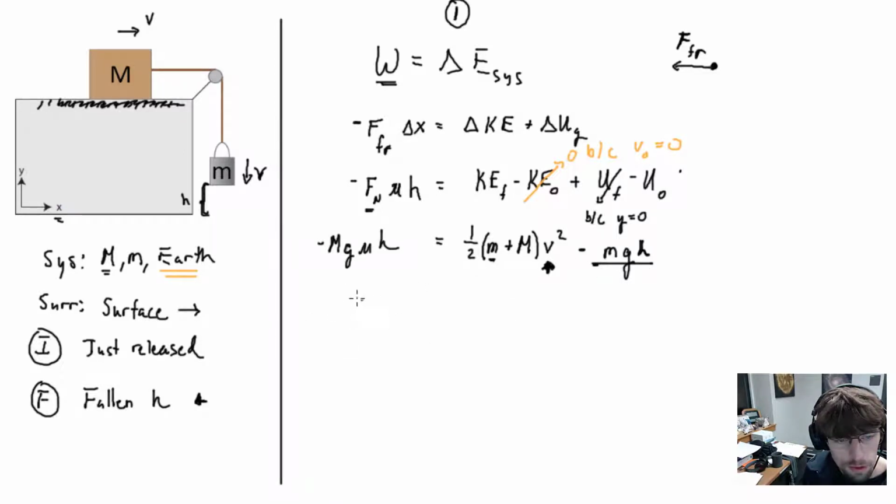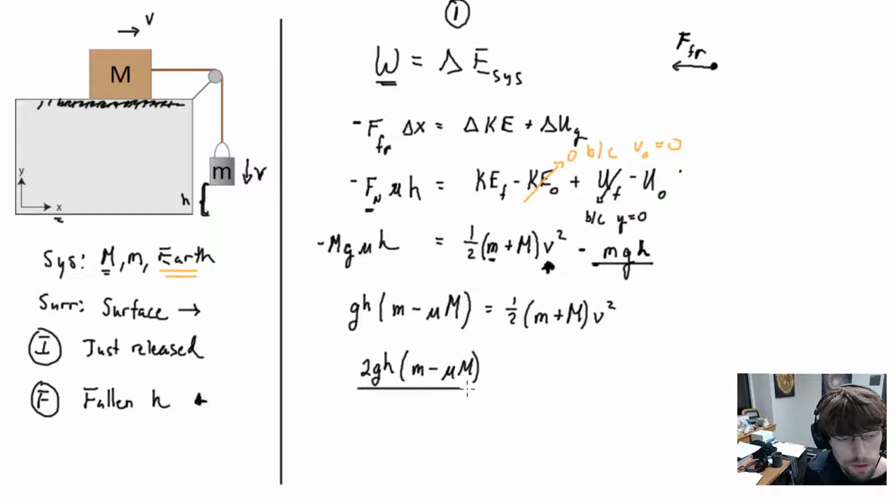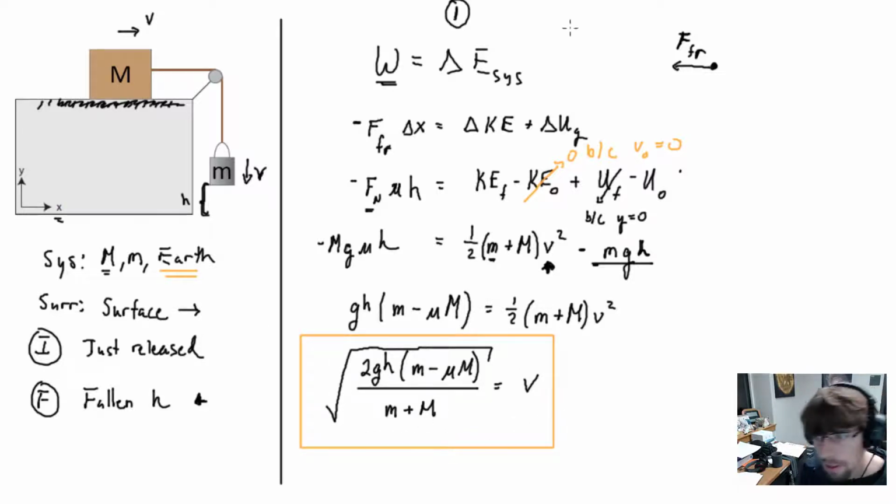And so I'll pull the common term. I've got gh times (m minus mu big M) equals 1/2 (little m plus big M) v squared. And now I get v by itself. I get 2gh (little m minus mu big M) all divided by (little m plus big M) equals v squared. Of course, that whole thing should be square rooted. There we go, and there's our answer.